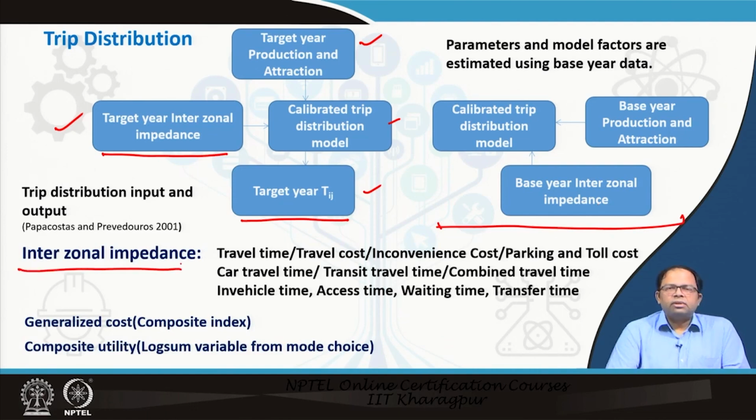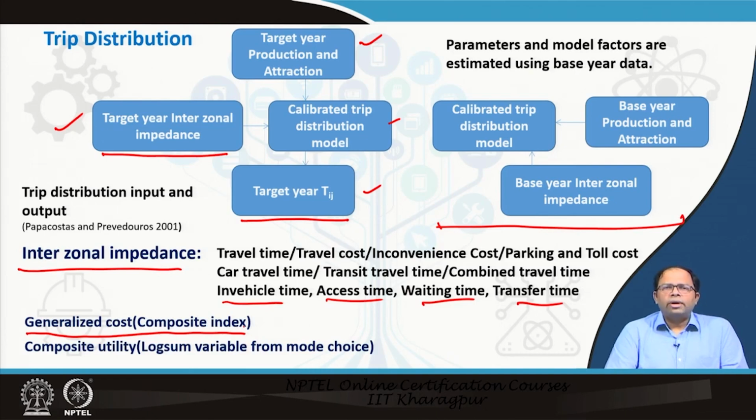Interzonal impedance, as I was telling you earlier, could mean travel time, travel cost, inconvenience cost, parking and toll cost. It can include car travel time, transit travel time, or a combined travel time of different modes, or in-vehicle travel time, access time, waiting time, transfer time, and so on. Any kind of cost or impedance could be included in the interzonal impedance functions that we use, and we can go for a generalized cost, which is a composite index that includes all the different parameters and creates one value of impedance for each interzonal flow. That is, for each ij value we can get one composite index score for generalized cost.